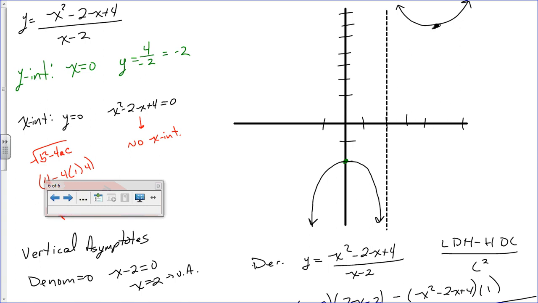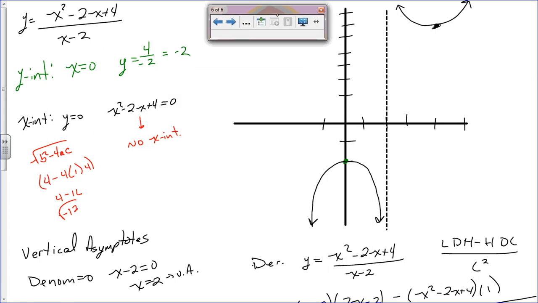Okay, I need to move my 4 over just a little bit. All right, so the graph of y equals x squared minus 2x plus 4 divided by x minus 2 looks like so.